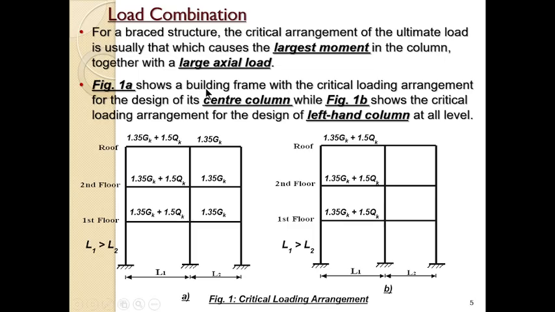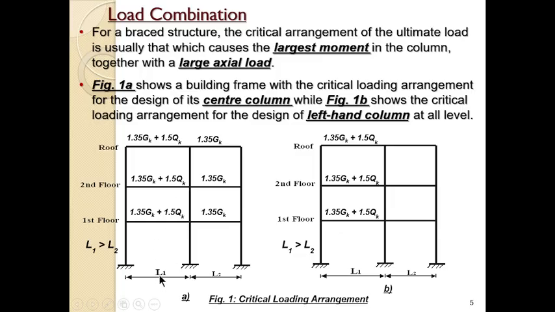So let's look at the load combinations in columns. For a braced structure, the critical arrangement of the ultimate load is usually the one that will cause the largest moment in the column together with the largest axial load. If you look at this figure 1a, and we are considering this central column, the column at the middle, this is the arrangement that will give the critical moment and critical load.